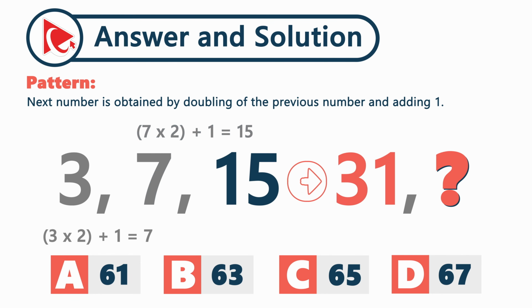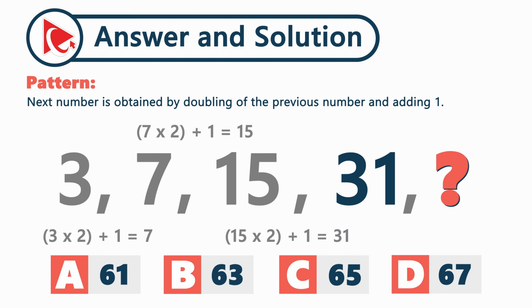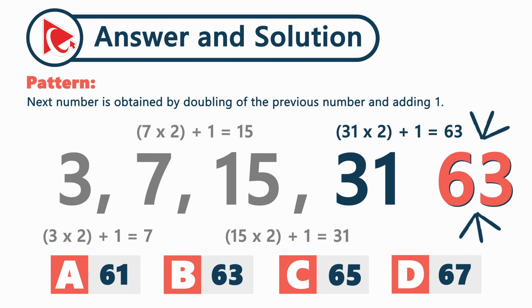To get from 15 to 31, we need to multiply 15 by 2 and add 1, and the end result would be 31. And guess what time it is now? It's time to calculate the missing number. To calculate the missing number, you need to multiply 31 by 2 and add 1 to the result, and the end result would be 63.